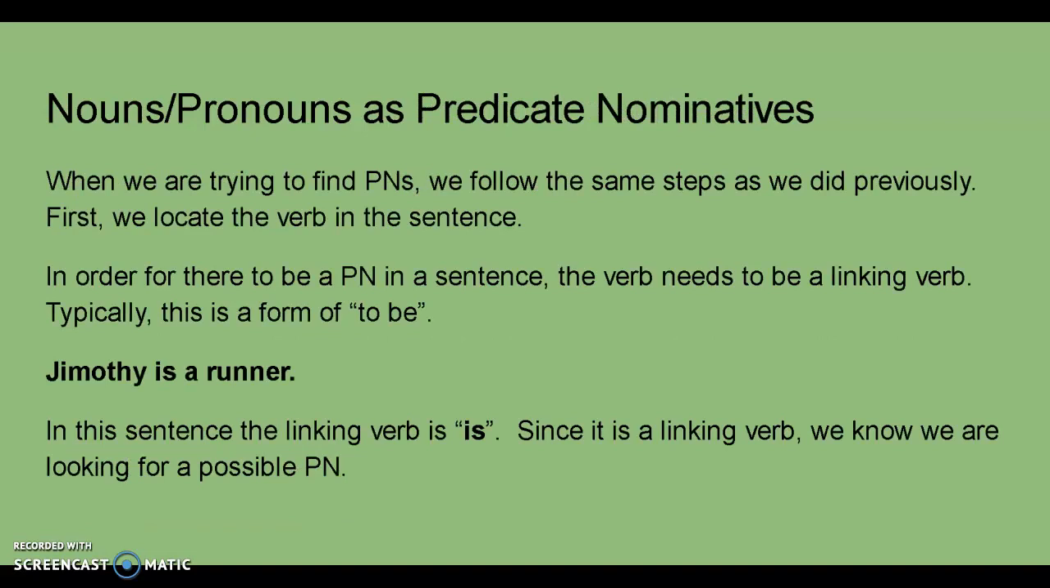When we're looking to find predicate nominatives, we do the exact same steps as we did previously. First, we locate the verb in the sentence. In order for there to be a predicate nominative, we need a verb that is a linking verb, often a form of the verb to be. He is, I am, they are, we were. In this sentence, we have, Jimothy is a runner. In this sentence, the linking verb is. Since it's a linking verb, we know we're looking for the possibility, at least, of a predicate nominative.